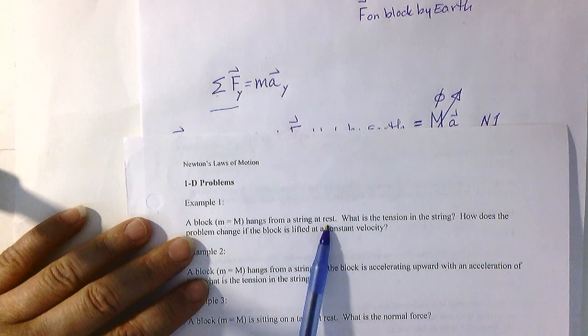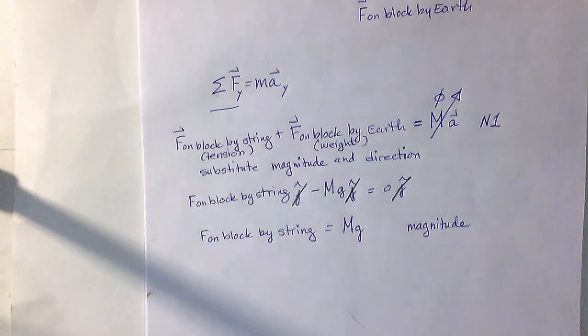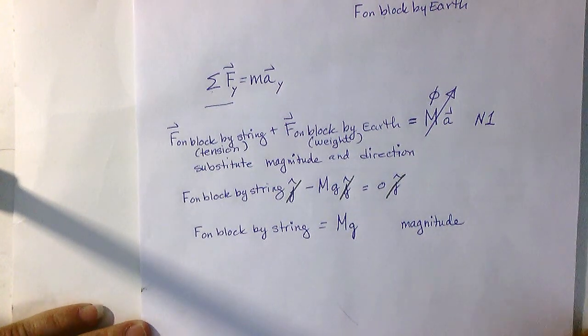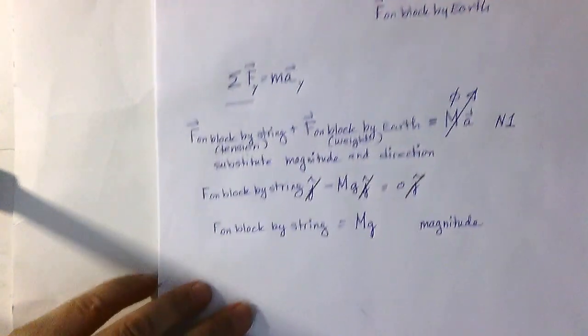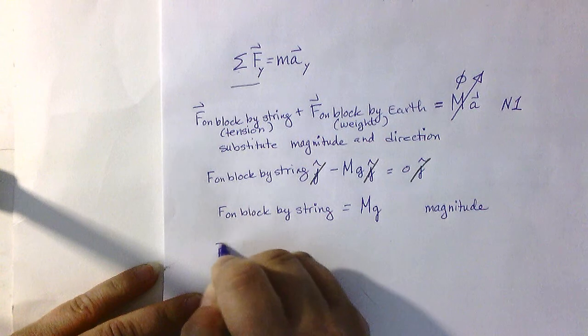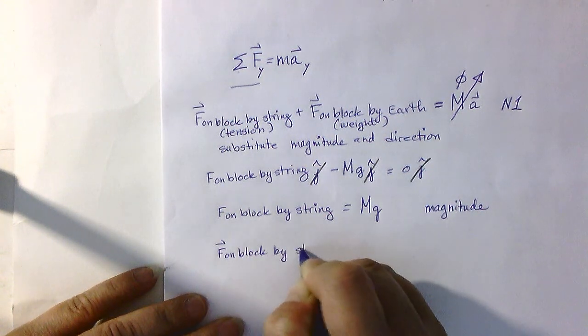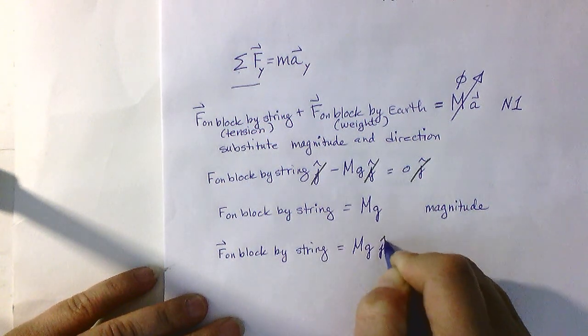Since this problem here is asking us, what is the tension in the string, and it's not saying what is the magnitude of the tension, we're going to go ahead and give this a direction. So which way is the tension going? It's going up according to our diagram. So now I'm going to put F on block by string is equal to mg j hat.